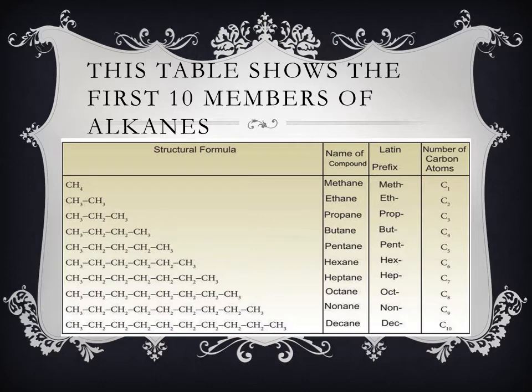This table shows the structural formula, name of compound, Latin prefix, and number of carbon atoms for 10 members of alkanes. As you see, there are 10 members: methane, ethane, propane, butane, pentane, hexane, heptane, octane, nonane, and decane. It shows the structure: methane CH4, ethane CH3-CH3, and its number of carbon atoms C1 and C2, and its Latin prefix, for example, methane METH and ethane ETH.